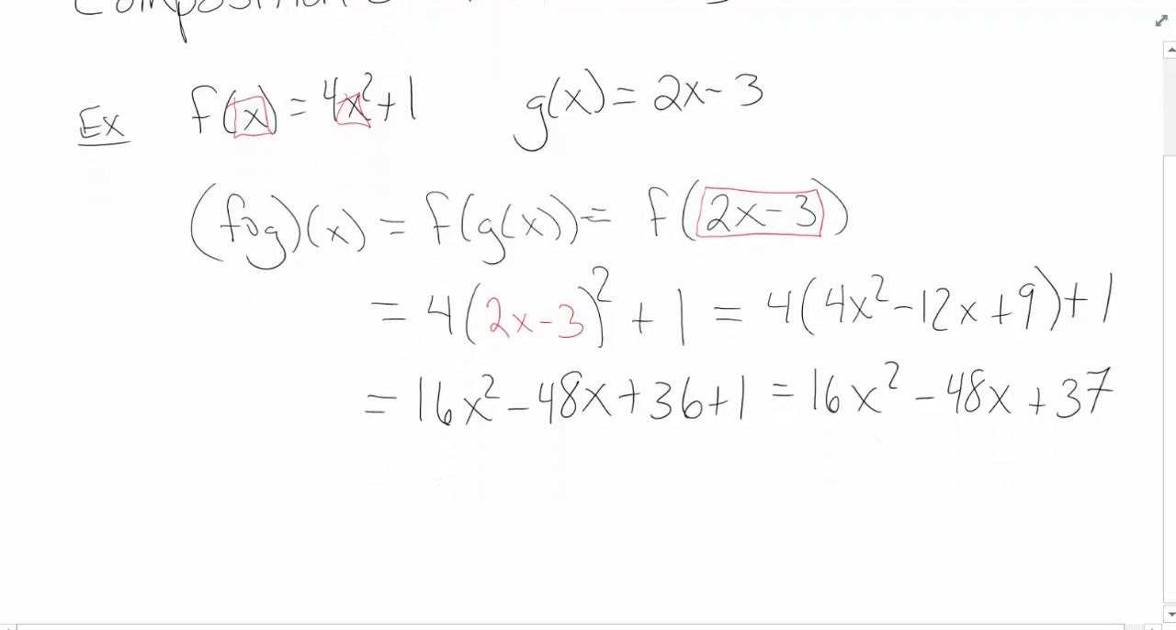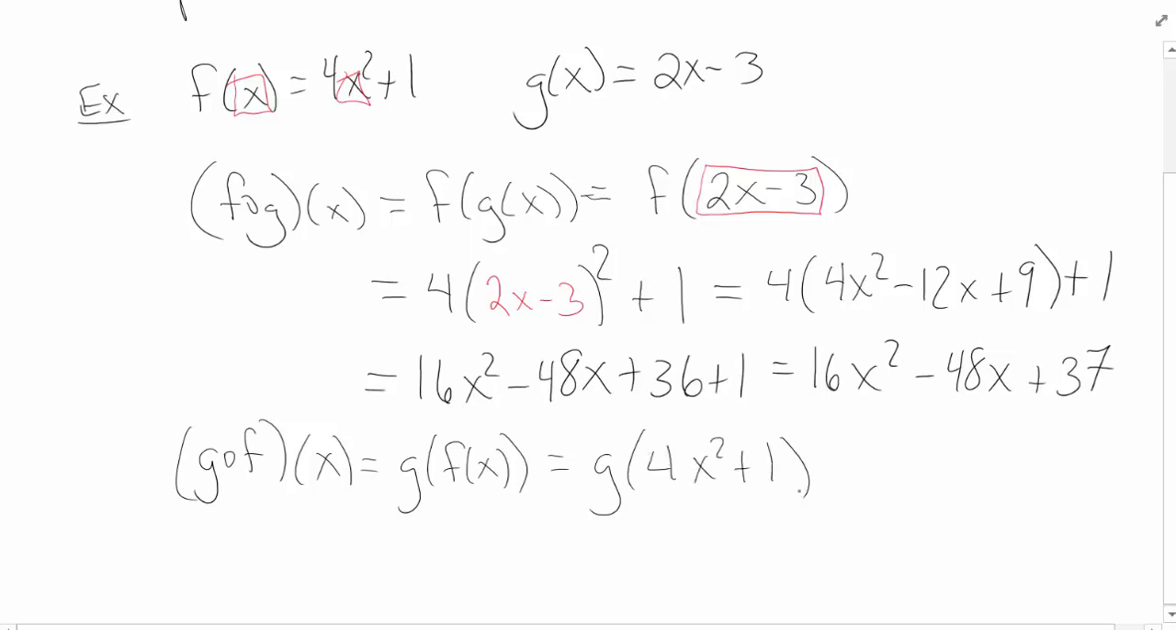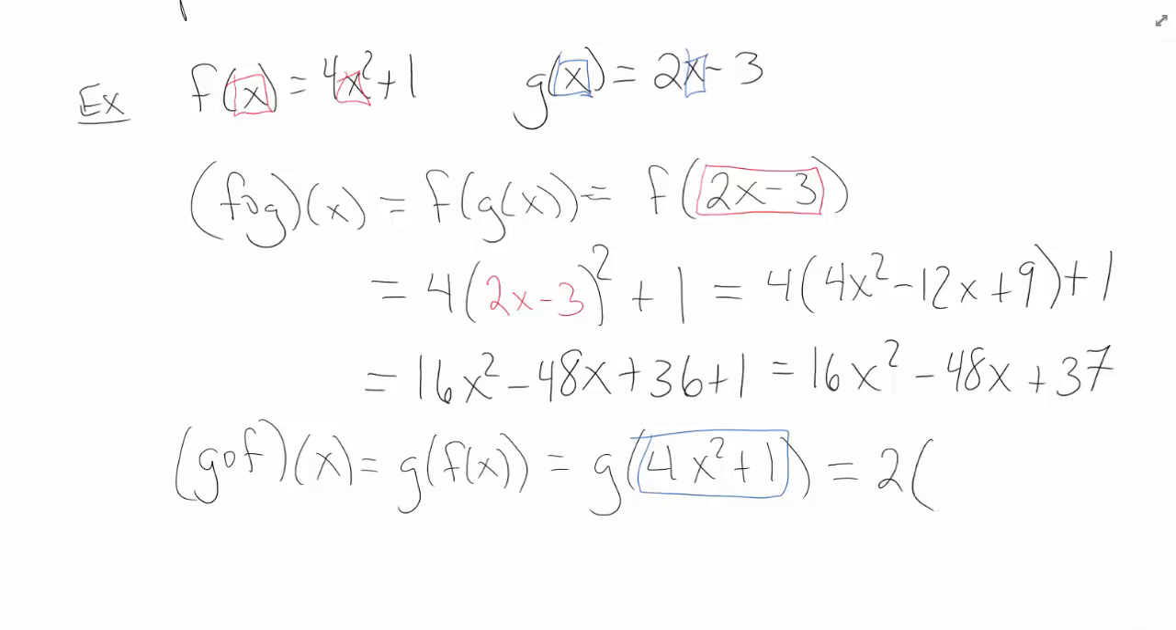Okay, if you went in the opposite order, in other words, g composed with f of x, I would get g of f of x. Again, always start on the inside. On the inside this time is f, which is 4x squared plus 1. Now I'm going to take this whole quantity, 4x squared plus 1, and plug it into g. G is the function that whatever you give it, it multiplies by 2, and then it subtracts 3. So this will look like 2 times what I gave it, which is 4x squared plus 1, and then I'm going to subtract 3.